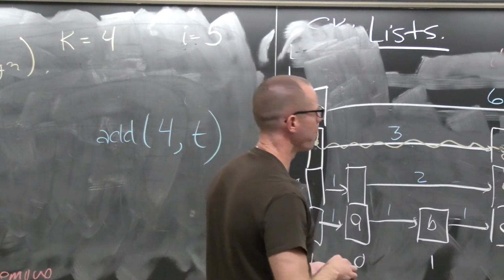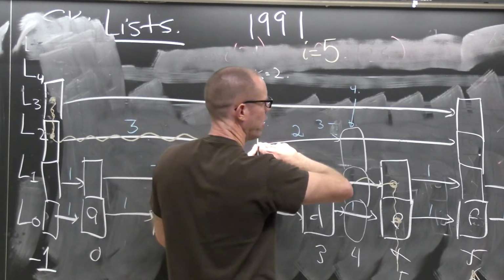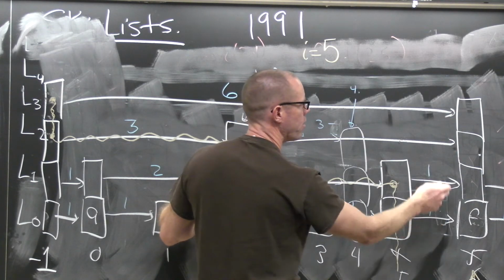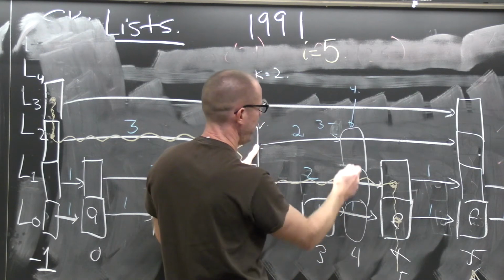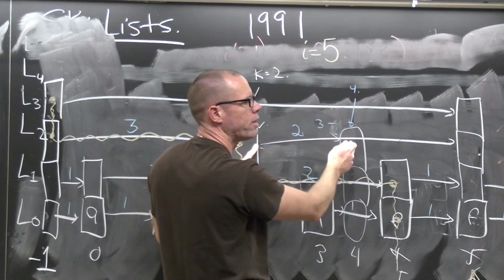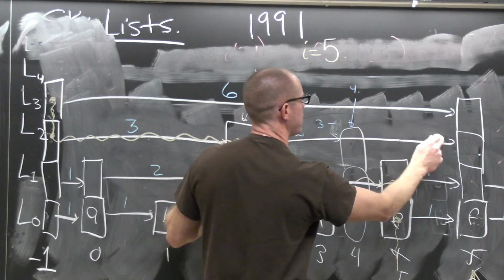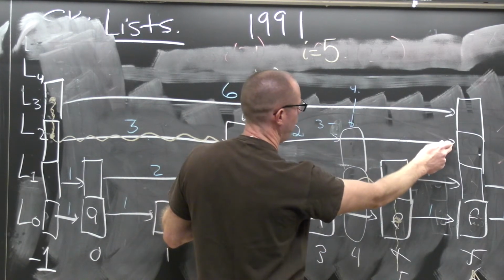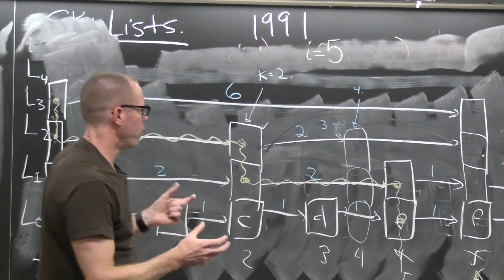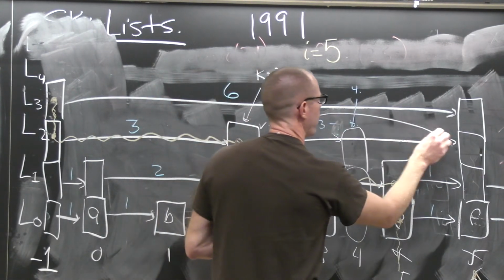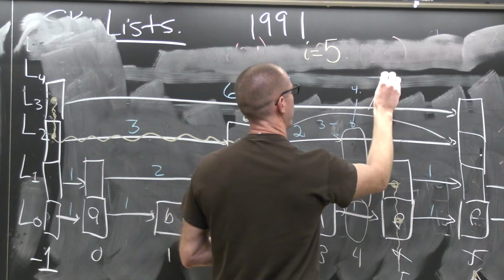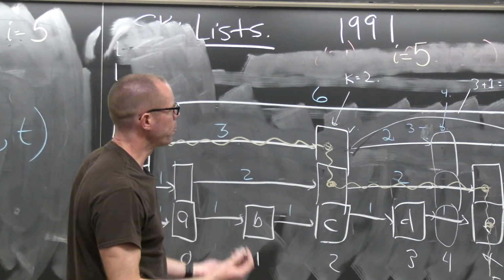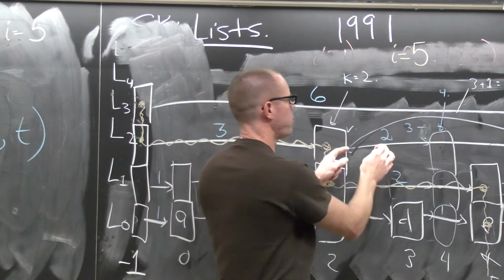3 minus 2 plus 1. So this edge used to be of length 3 because it represents 3 edges in the bottom list. We're adding a new node underneath this edge. So actually this edge, if it jumped over all this, would be an edge of length 4. Right? So 3 plus 1 is 4. But we split it into 2, into this part and this part.